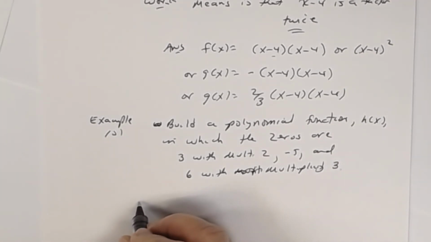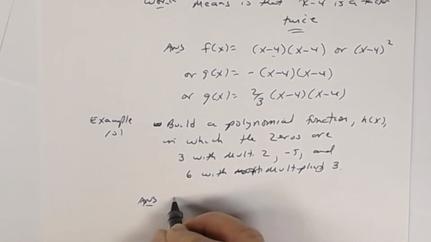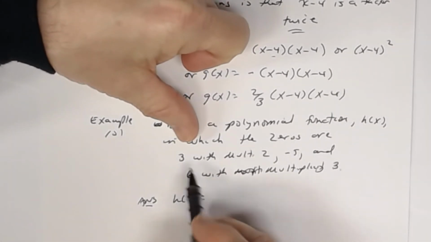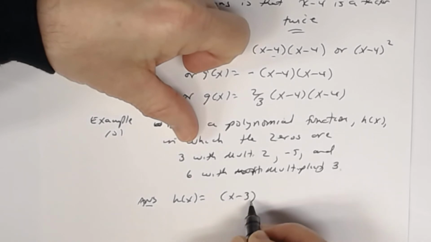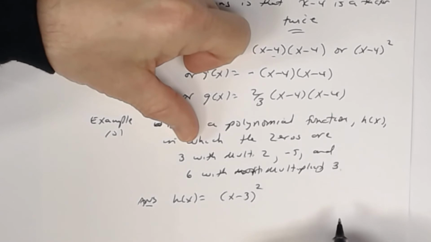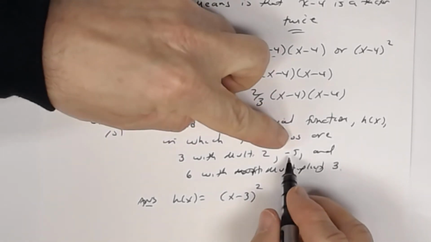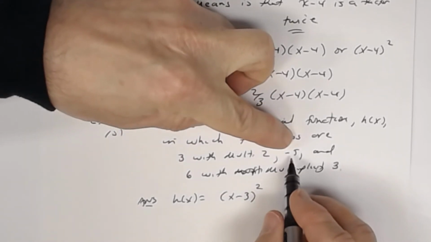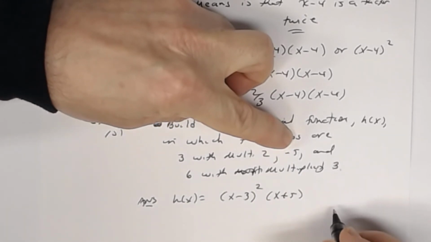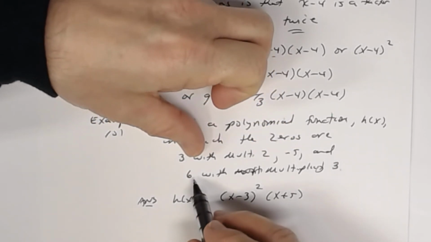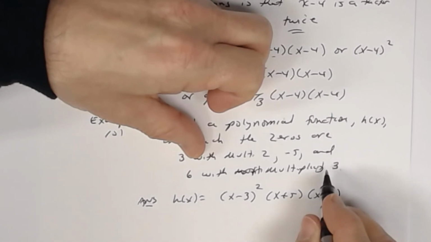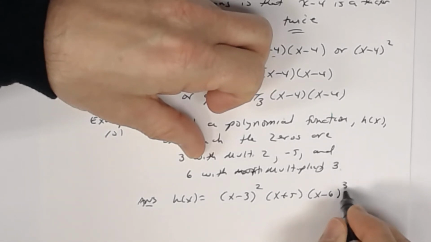So your answer, you're going to say h of x is going to equal, all right, if 3 is a 0, remember that means x minus 3 is a factor. How many times does it occur? Twice. So just put it as squared. Okay? X plus 5 is a factor, -5 being a 0. How many times does it occur? It occurred only once. 6 is a 0, so that means x minus 6 is a factor. How many times does it occur? 3. So just say x minus 6 cubed, and there's your answer.